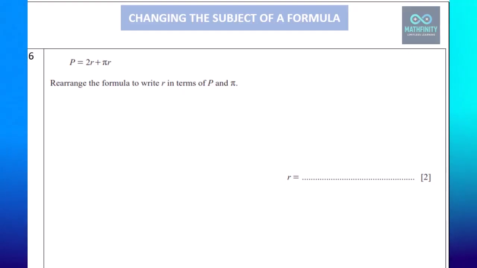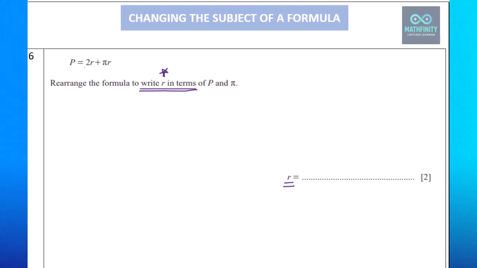Question number 6. P is equal to 2R plus pi R, and the requirement is to rearrange the formula to write R in terms of P and pi. So this is another way to ask. In this question, they are asking to write R in terms of P and pi. Sometimes students are not getting the idea of which variable we have to separate. So you can concentrate on the answer space. They are asking you to separate R.